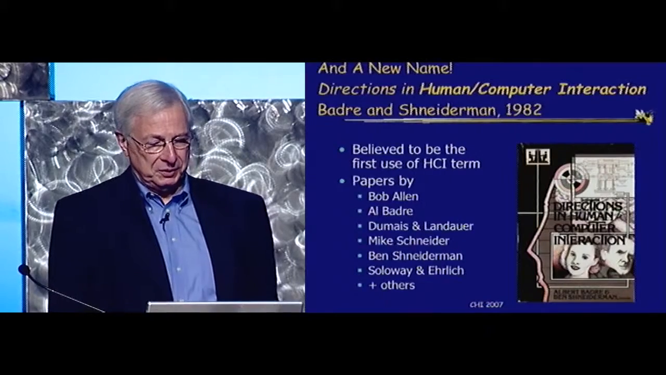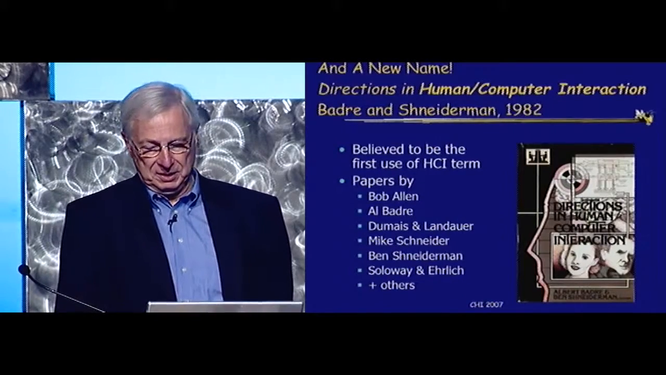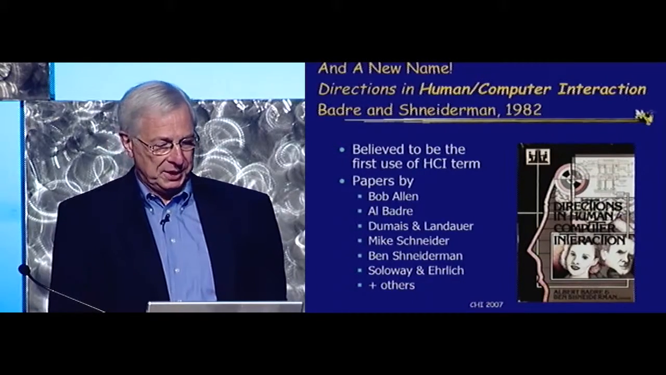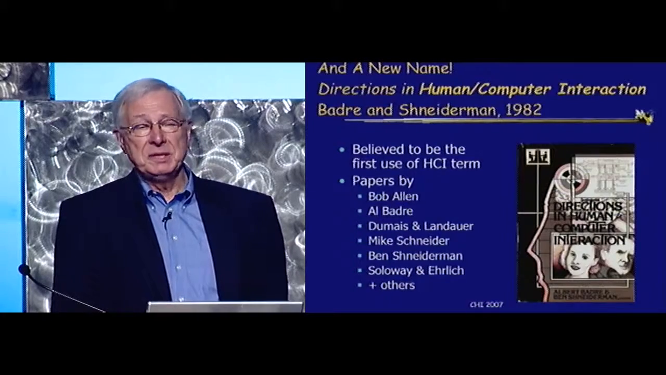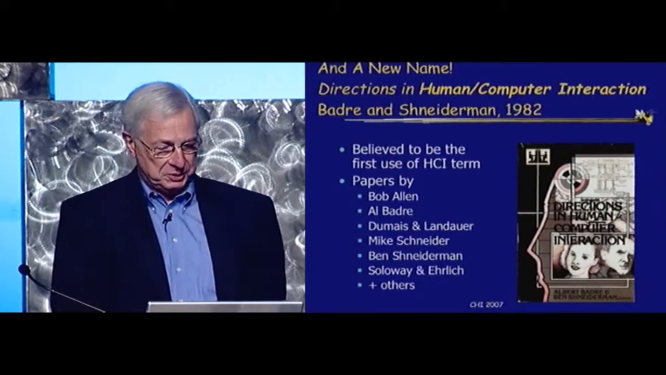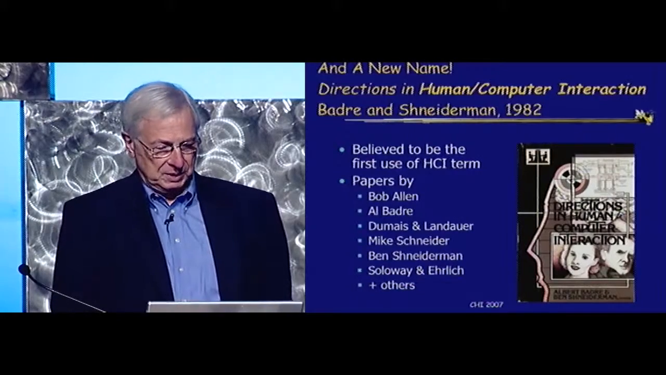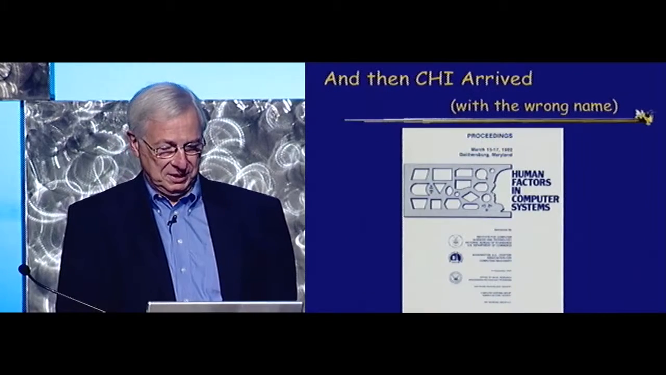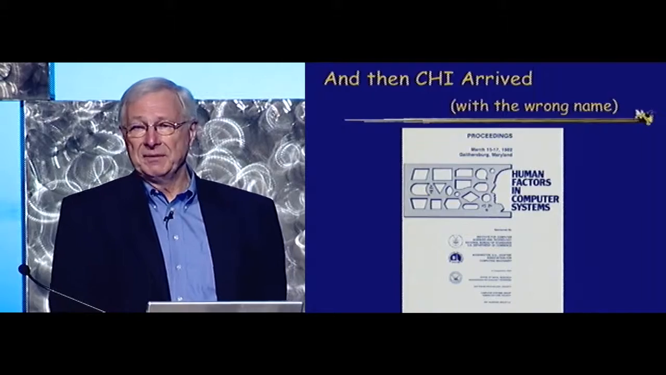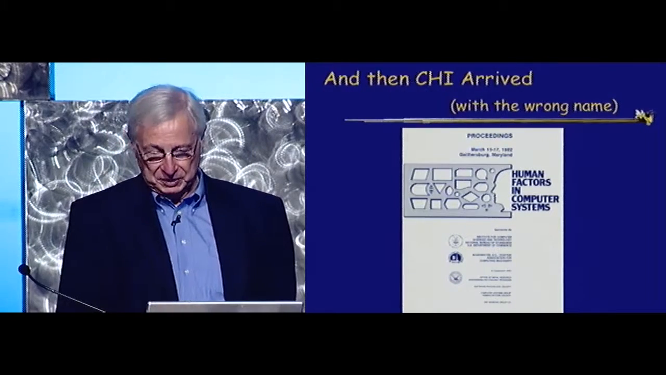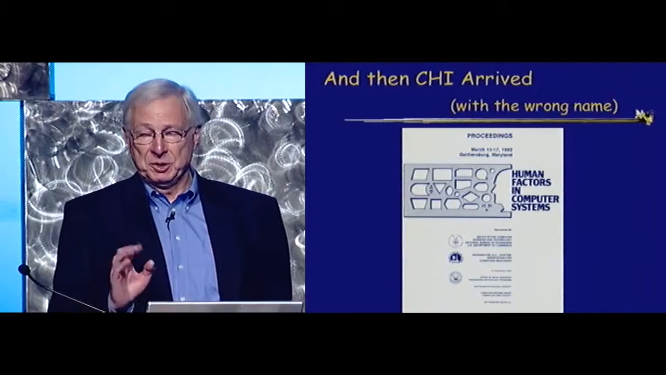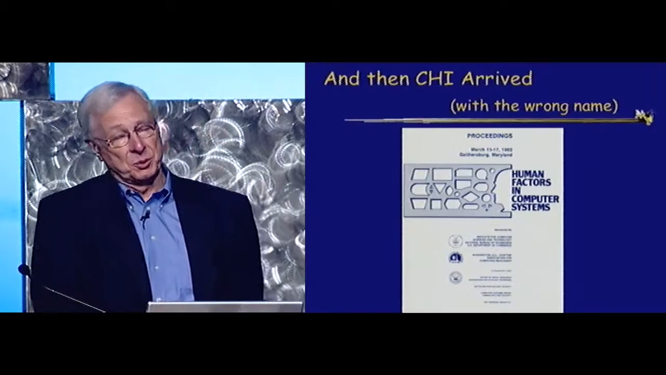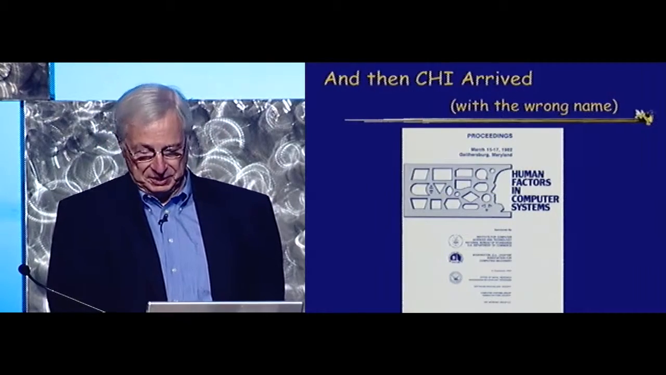I'm told that the conference that Ben and Al Badre organized in Atlanta, whose proceedings were published as Directions in Human-Computer Interaction, is believed to be the first use of the human-computer interaction term. This conference had papers by some names you recognize, also some names you wouldn't recognize. And then CHI arrived in '82 with, at that point, the wrong name because as the precise historians would tell you, CHI as the name didn't start until '83, and this conference was not actually organized by SIGCHI. But in any case, it arrived.